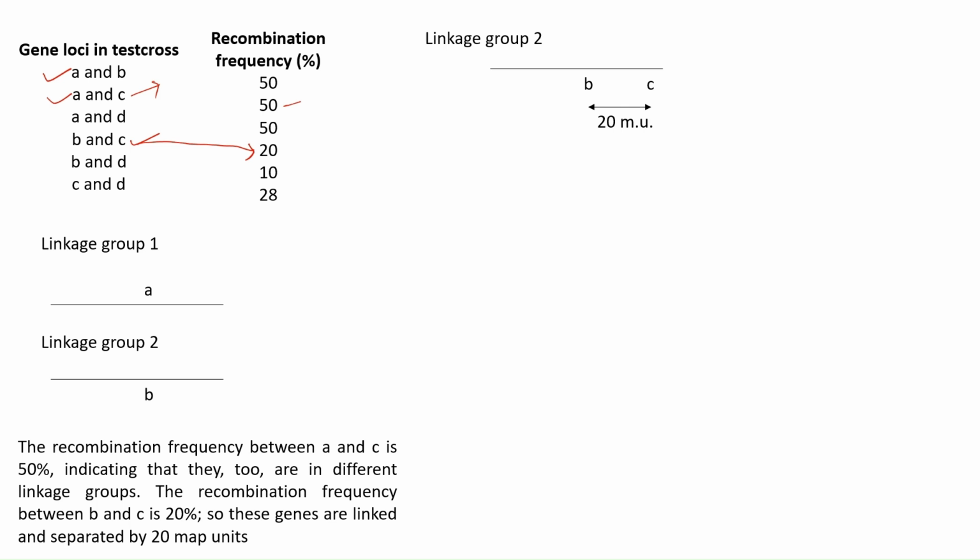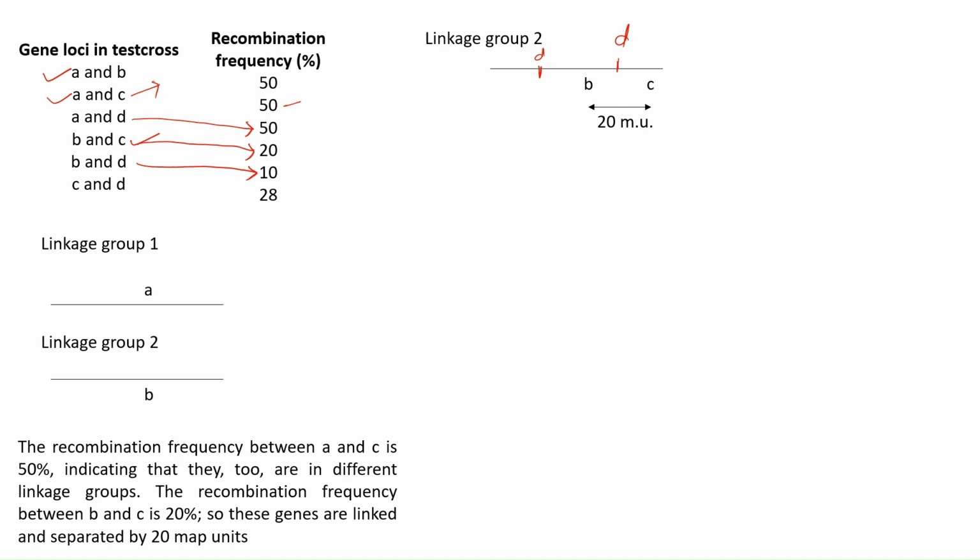Now come to A and D. With A and D, it is 50%. That means again D is not present along with A in linkage group 1. What about B and D? B and D is 10%. So that means D is also present in linkage group 2. Now the next question is where to map D. I can map it here or here. That means I have two positions, either to the left of B or to the right of B.